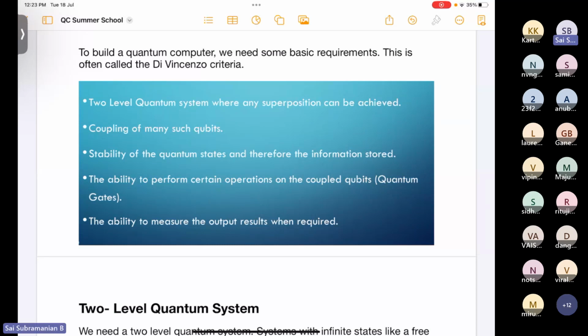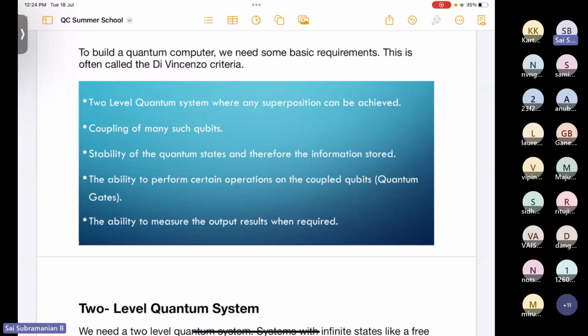The first is we need a 2-level quantum system where you can achieve any superposition. The second is we need to be able to couple many such qubits. The third is that these quantum states should be stable so we can store this information at least for a small time. Fourth is we need to be able to perform operations on all the qubits, including coupled qubits, and we need to be able to define general gates. The fifth is we need to be able to measure output in any orthonormal basis we want.